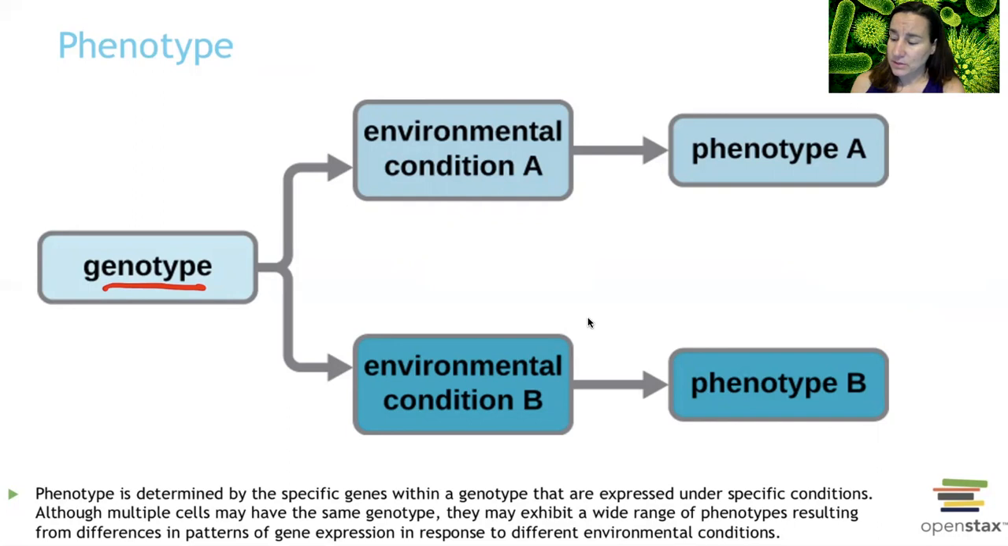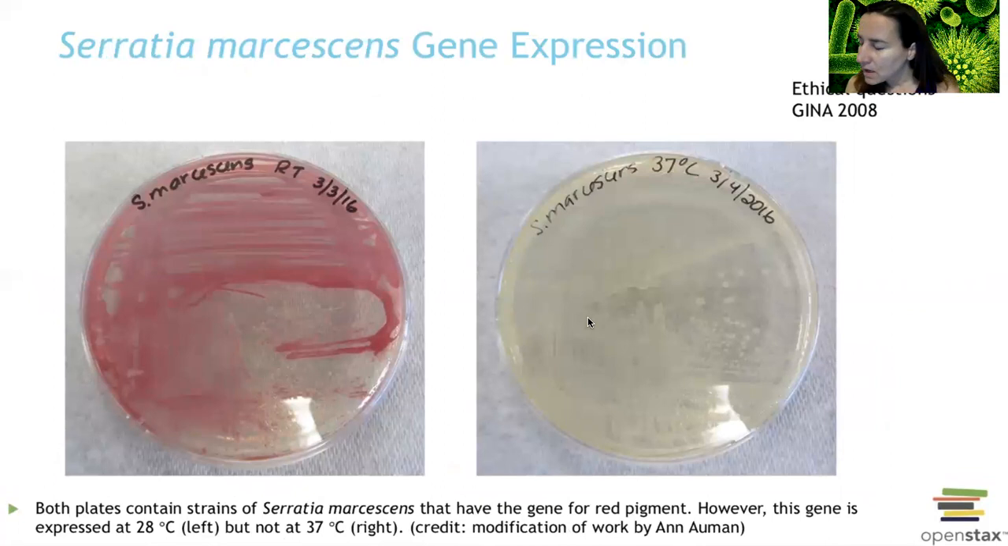Depending on the environmental condition, and I can't remember the exact temperatures, maybe 28 and maybe 34 degrees Celsius for these guys. Actually, 27 degrees, 28 and 37, I was close. So at the cooler temperature, SMAR expresses the red pigment gene. If it's at a warmer temperature, like in the human body, it doesn't express that gene at all, and it keeps its normal lack of pigmentation. But if it is in that specific temperature range, it will express that gene and produce red pigments.